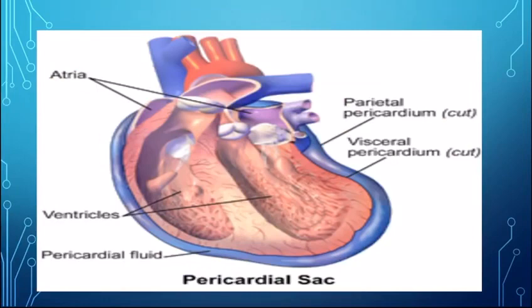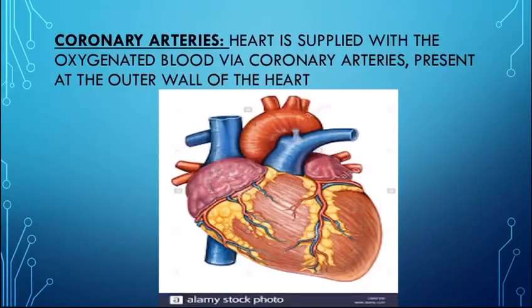Can you see here also the purple one? That is the pericardium layer, and inside it we have the heart, in which we have valves and the chambers. The outside wall of the heart is supplied with oxygenated blood from the aorta via coronary arteries. Can you see the arteries, the vessels which are there on the outside layer of the heart? These are the vessels called coronary arteries, and they supply the blood to the heart muscles.